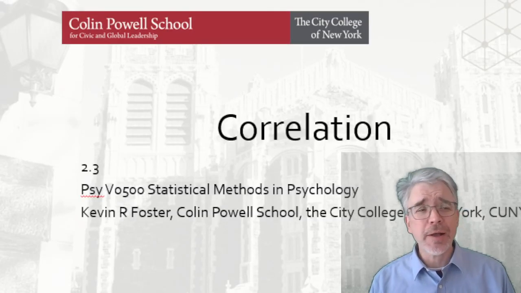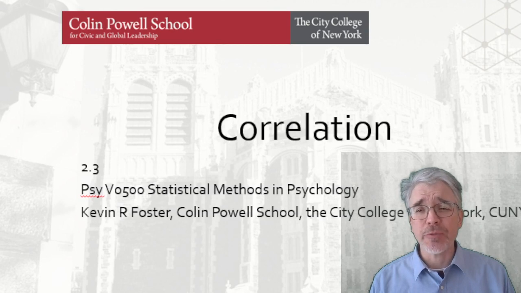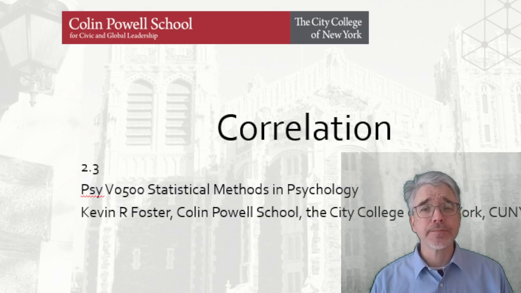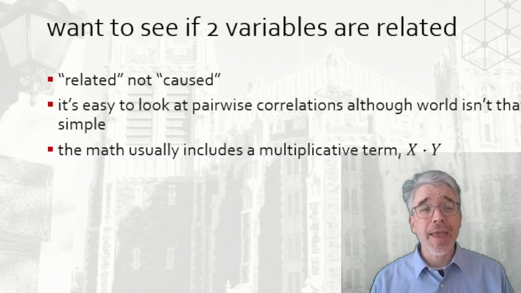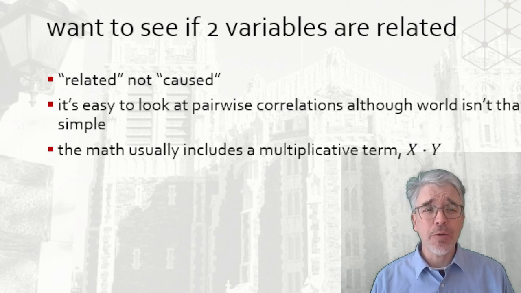We're going to talk about correlation, the first step towards figuring out relationships between two variables. In the case where we have x and y variables, we want to know if they're related. We use correlation or covariance. Note we're talking about related, not caused. We have so many instances where two variables might covary, but we cannot say that one causes the other.